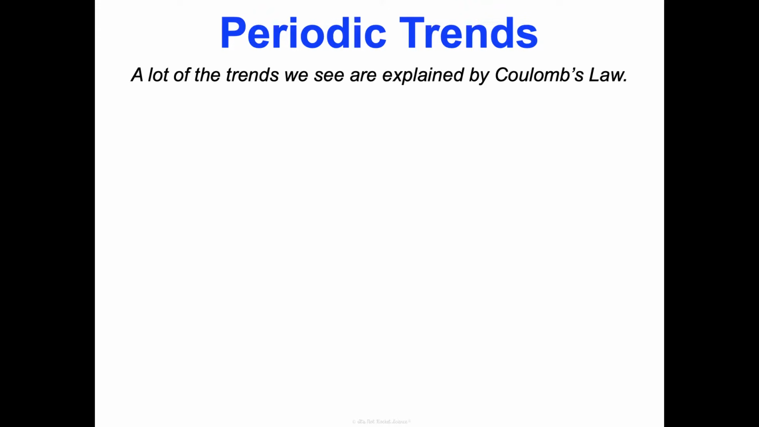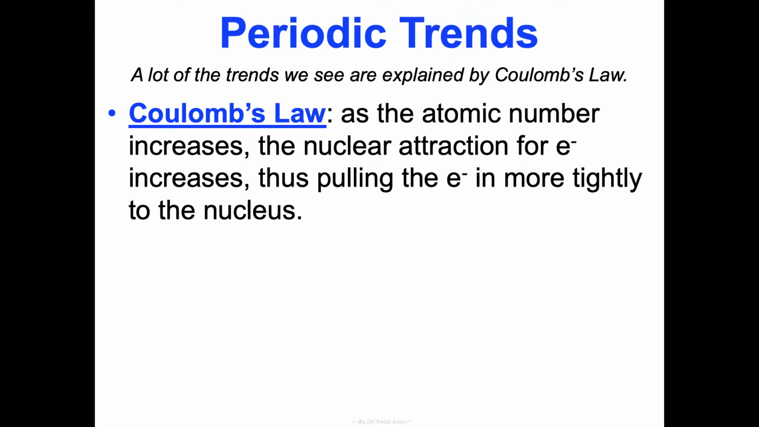So a lot of these trends that we are going to see are explained by something called Coulomb's law, which is actually kind of a physics thing, but all the sciences are really interconnected. So Coulomb's law says that as the atomic number increases, the nuclear attraction for electrons also increases, thus pulling the electrons in more tightly to the nucleus. Okay, let's think about this. Let's break down what this means. Looks like a lot of words, but it makes sense based on what you already know.